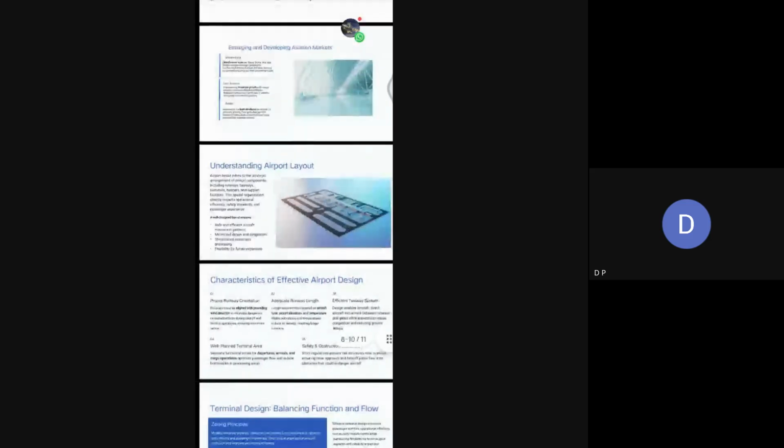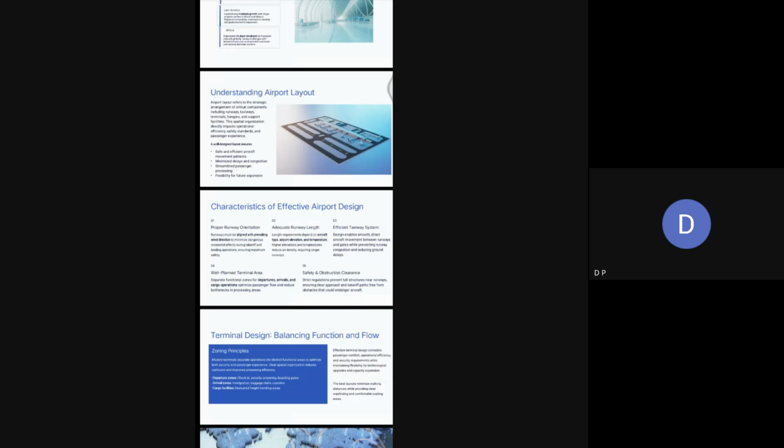Efficient taxiway system. The design enables smooth, direct aircraft movement between the runway and gates, preventing runway congestion and reducing ground delays. Well-planned terminal areas and safety and obstruction clearance. Terminal design and balancing of flow.